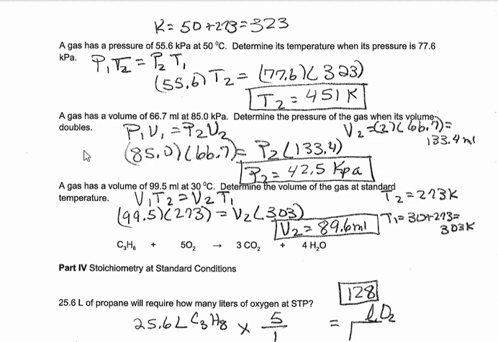A gas has a volume of 66.7 milliliters at 85 kilopascals.